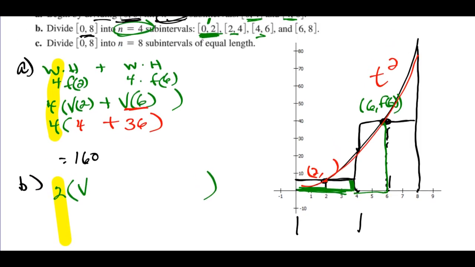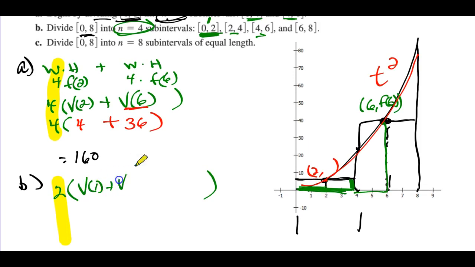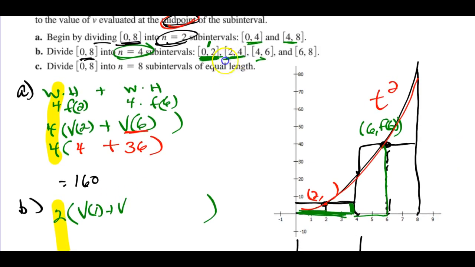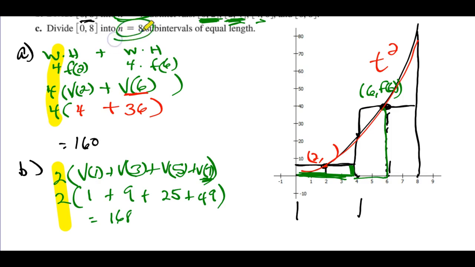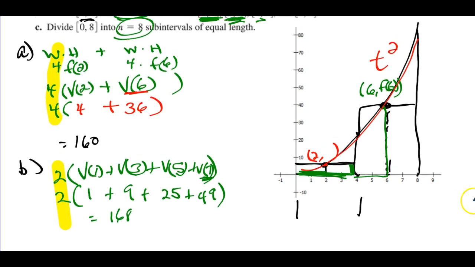And then the first midpoint is at 1, plus v sub the next midpoint is at 3, followed by 5 and 7. So 2 times 1 plus 9 plus 25. All I'm doing is squaring these things because that was the function, and then evaluating 168. Let's try one last one. Part C, 8 subintervals, assuming still just the midpoint, of equal lengths.